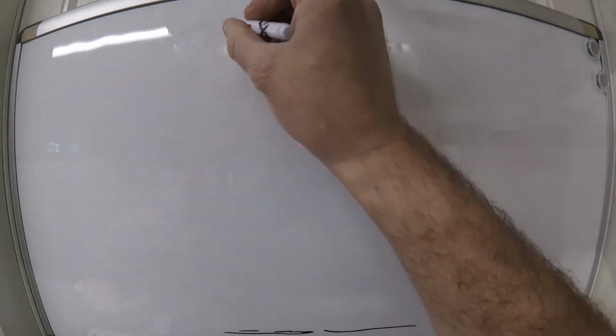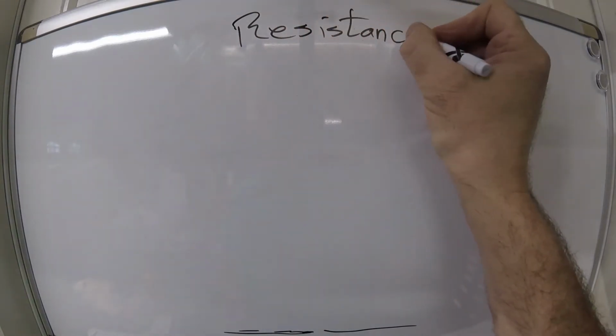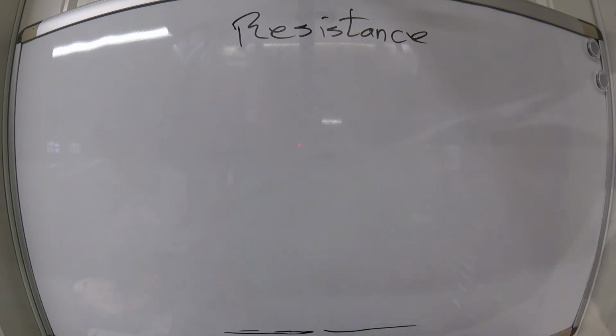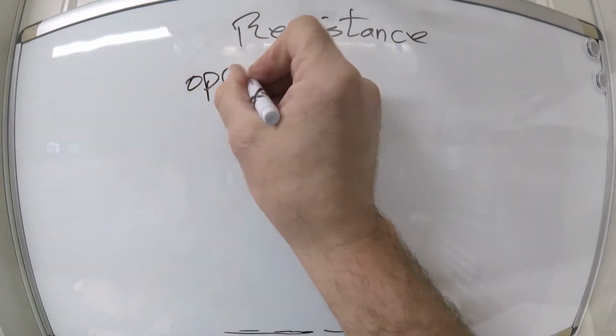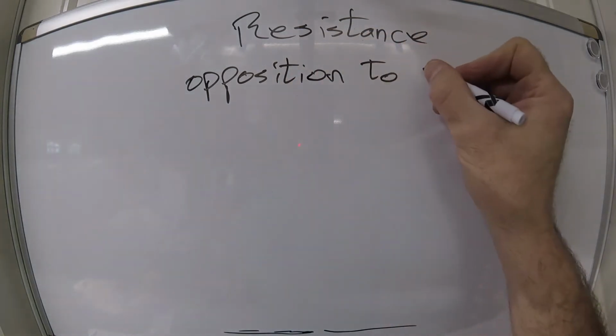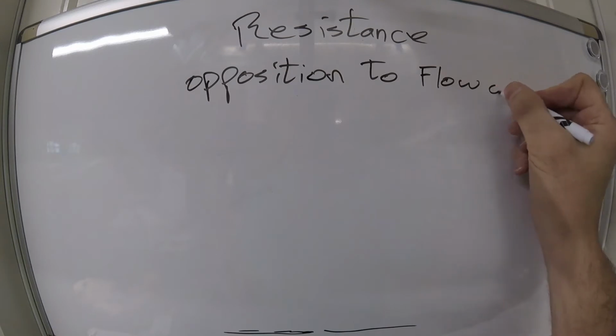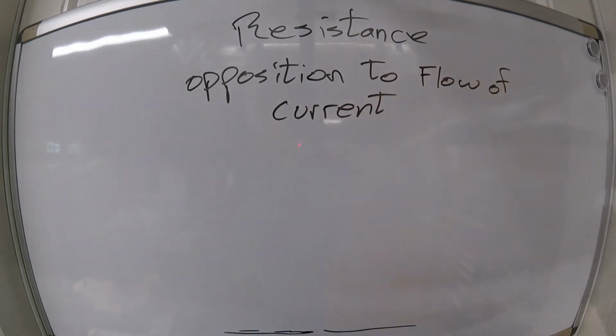Alright, our next term is resistance. Please forgive my sloppy handwriting. Maybe I'll get better at writing on the whiteboard as these lessons progress. And resistance is just that. It's a resistance to the flow of current, or an opposition to the flow of current. I'll try to keep things centered on the board here for you.